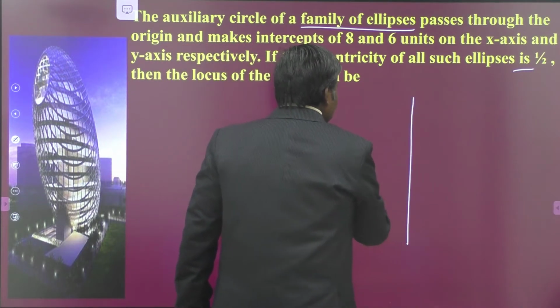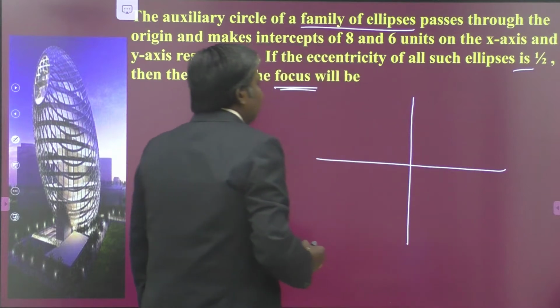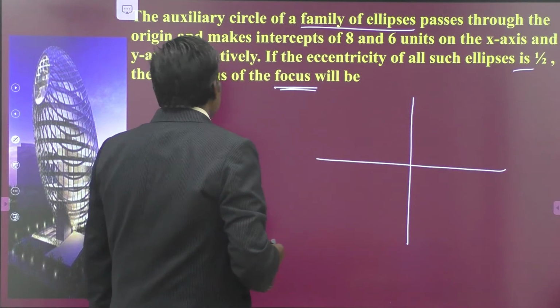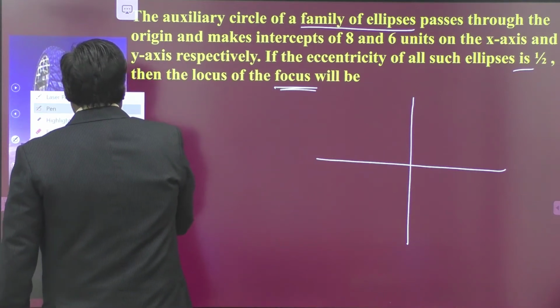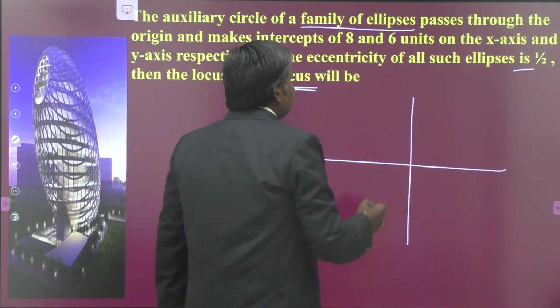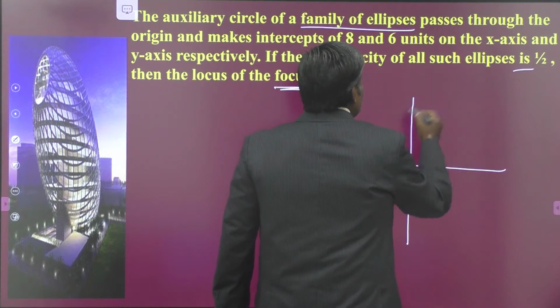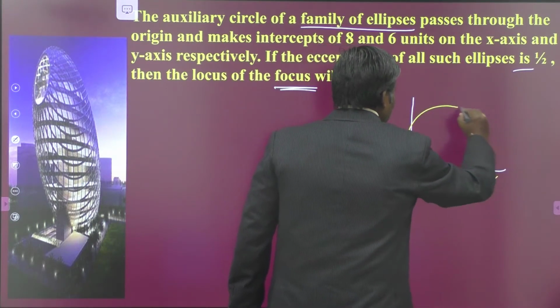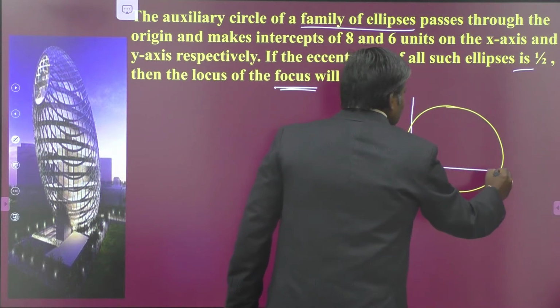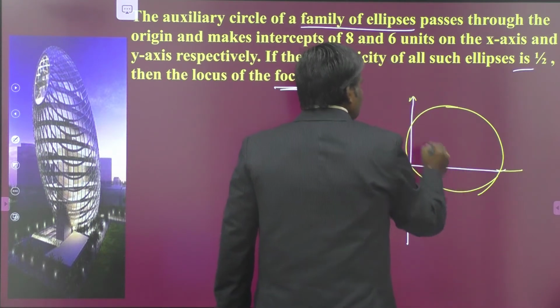Let us draw the figure first of all. These are the coordinate axes. Your circle passes through the origin and makes intercepts of 8 and 6 units on the x-axis and y-axis respectively. This is your auxiliary circle, say.